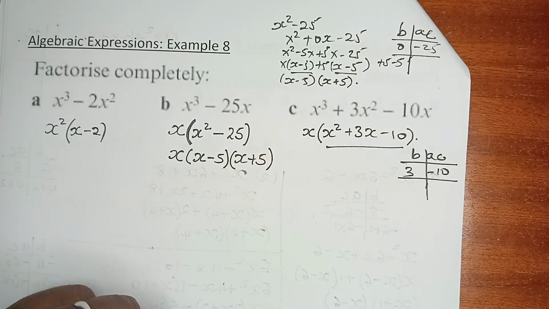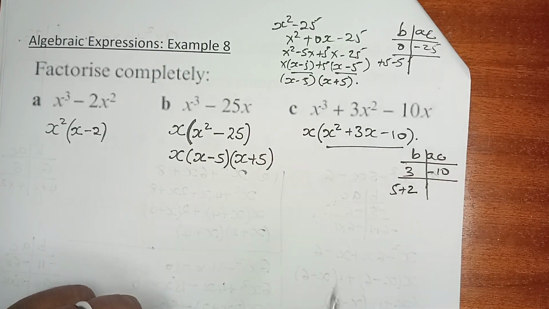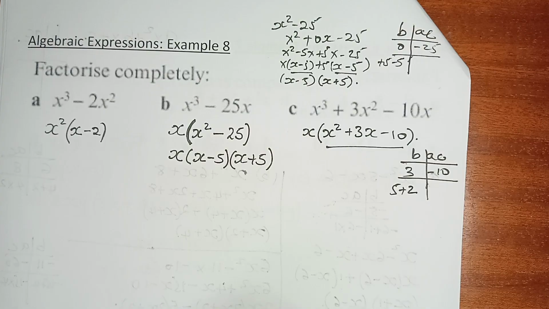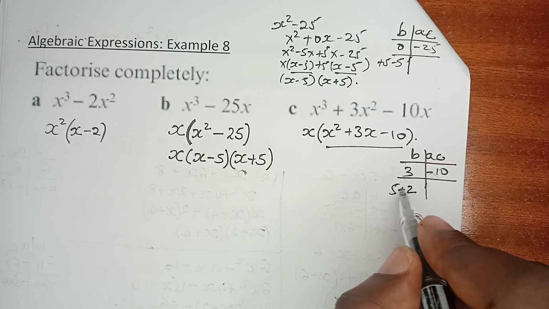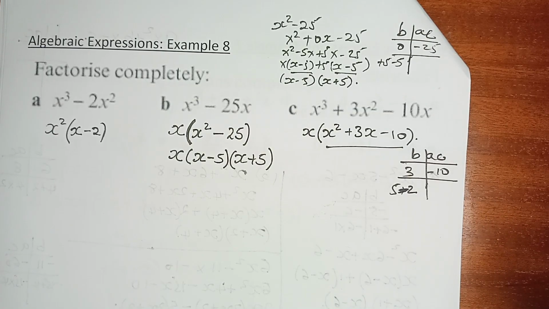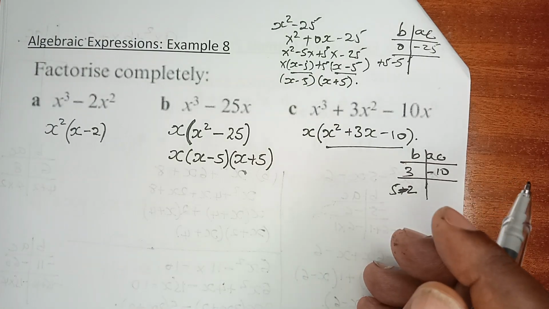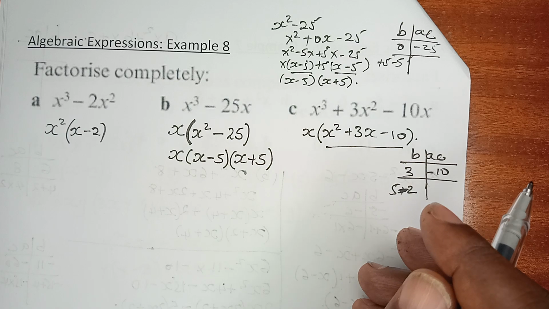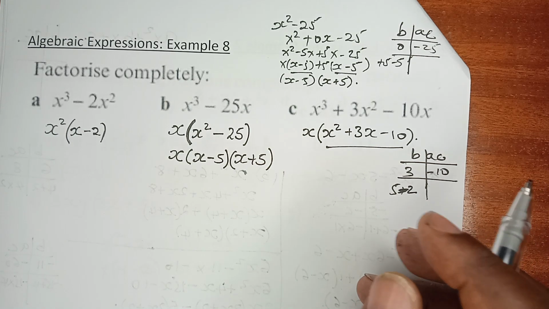And you realize that two numbers you multiply, they give you negative 10. This is 5 and x minus 2 rather. x minus 2. You add, they give you positive 3, and you multiply, they give you negative 10. Negative 10.